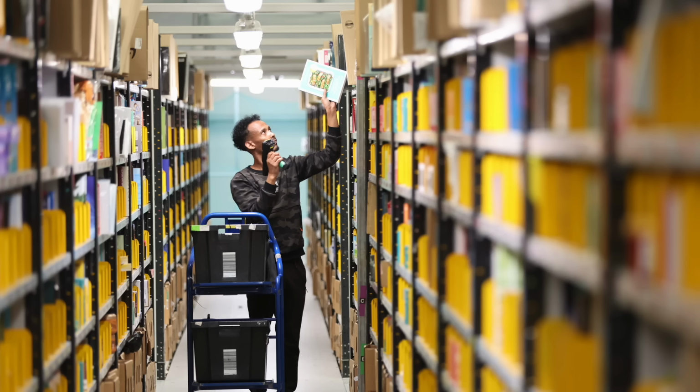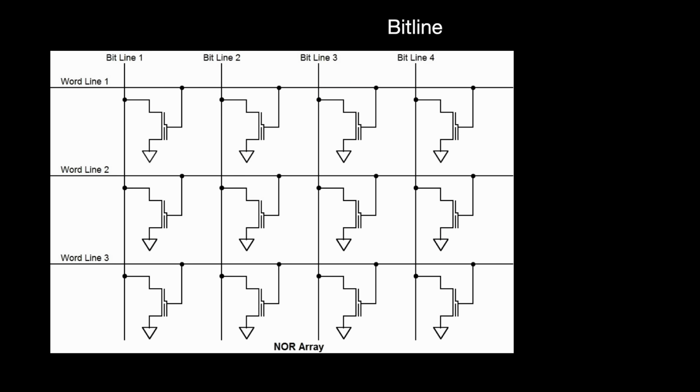Now let us bring this back to NOR and NAND. In NOR, each cell's control gate is connected to a word line, and each cell's drain is connected to a bit line. This gives us direct access to and from the cell, but also means needing to physically wire them with metal contacts, which are large and take up space.